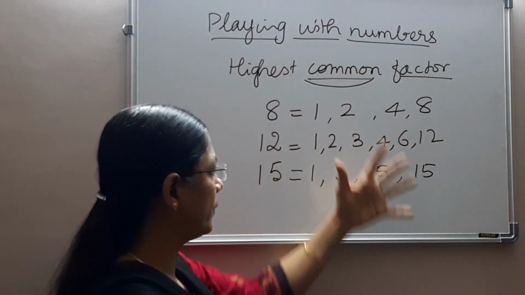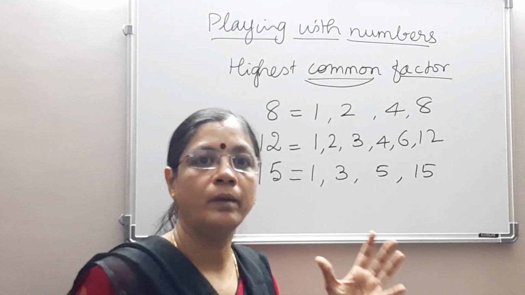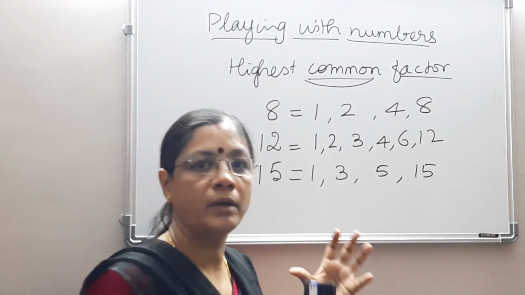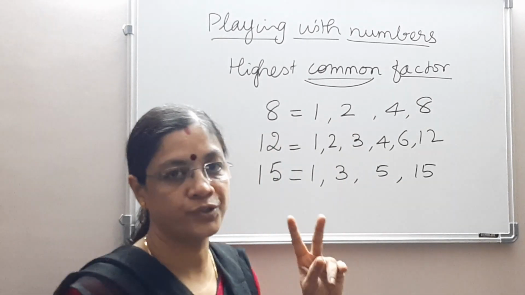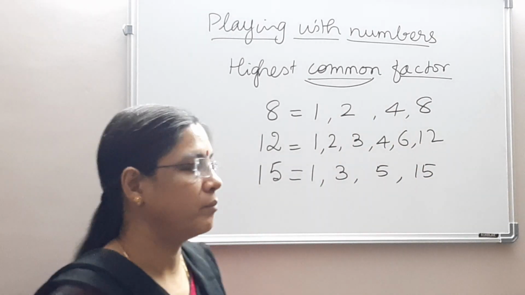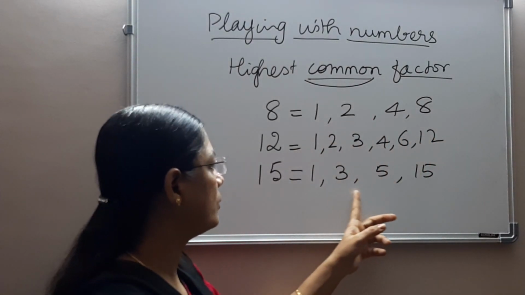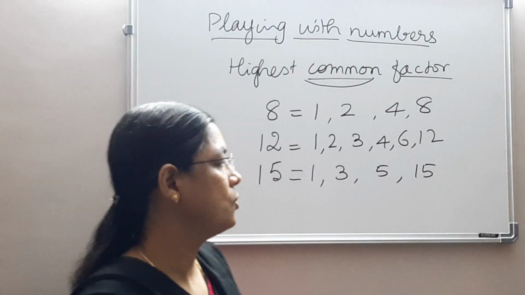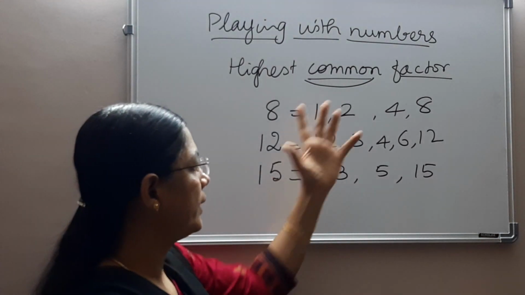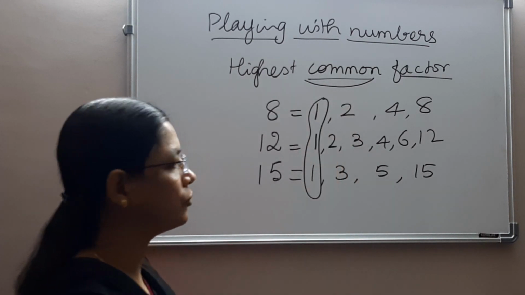Now by observing the factors of these 3 numbers, I will be able to pick out the common factors in all the 3 numbers, not just 2 numbers. I need to pick the common factors from all the 3 numbers. So see, 1, 2, 4, 8; 1, 2, 3, 4, 6, 12; 1, 3, 5 and 15. So what are the common factors here? When I observe, other than 1, there is no other common factor for the 3 numbers.